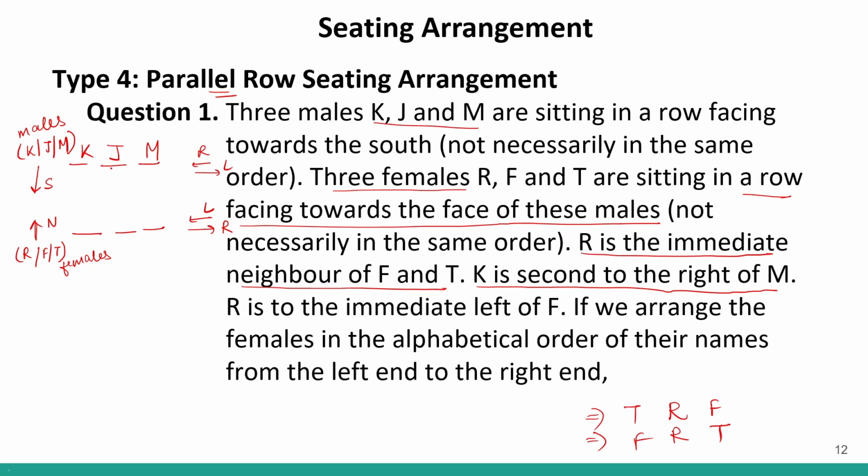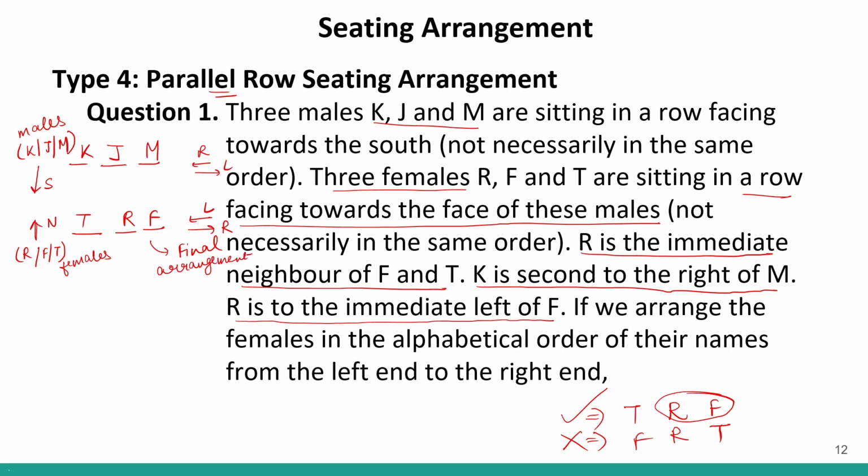Correct? Now, it is given to us that R is to the immediate left of F. So if R is to the immediate left, this is the position. So this possibility is incorrect. This one will be correct because R is to the immediate left of F. So we will get TRF. Okay? We will get TRF. This will be my final arrangement. Correct? This is my final arrangement.